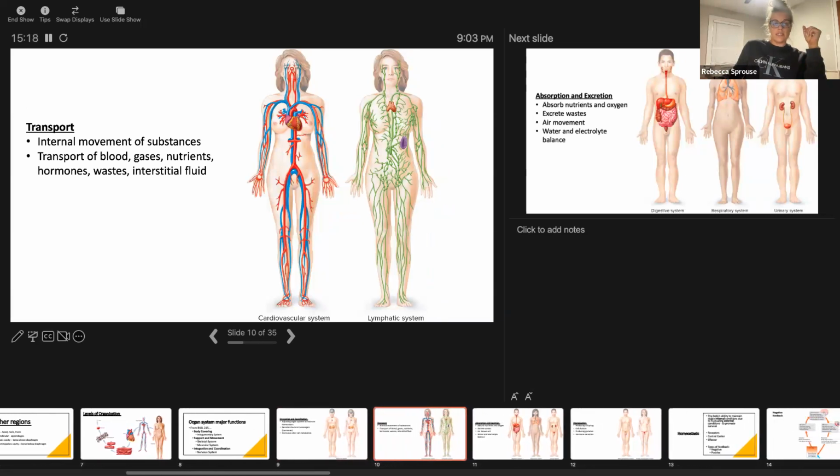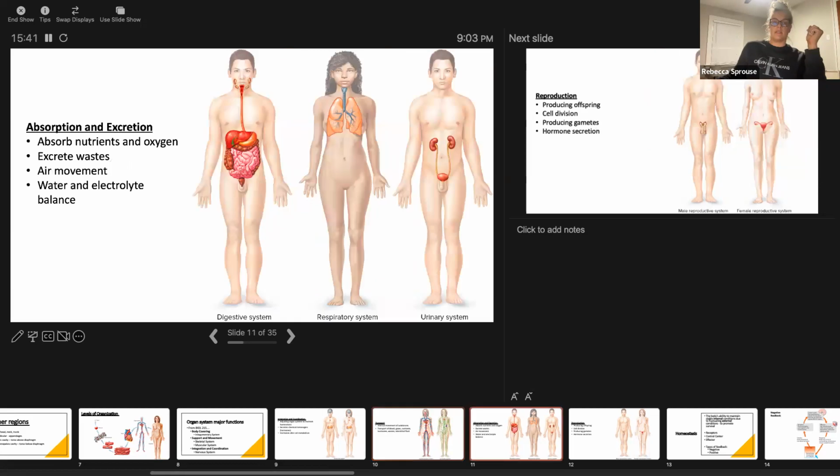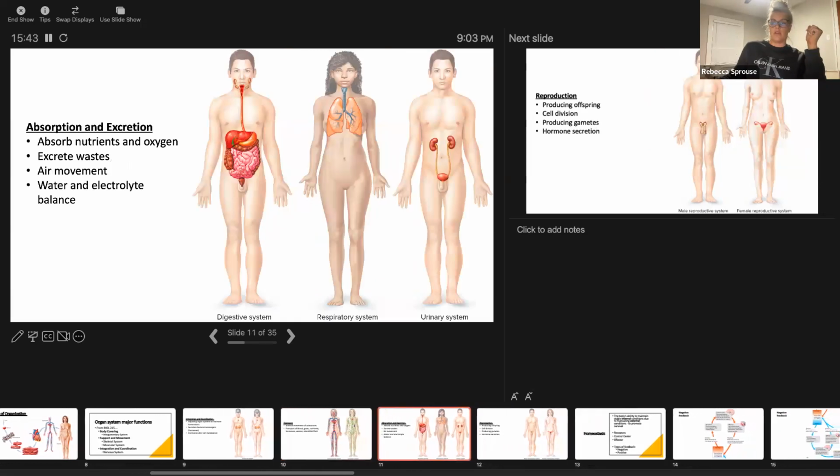the two systems that are responsible for transportation of substances, that's going to be your cardiovascular system and your lymphatic system. So on the left here is going to be the cardiovascular system. And not only do we have our organ called the heart, but we also have all of our blood vessels, which also function as an organ because it's made up of tissue. And our heart plus our blood vessels makes up one system. So that's going to be our cardiovascular system.